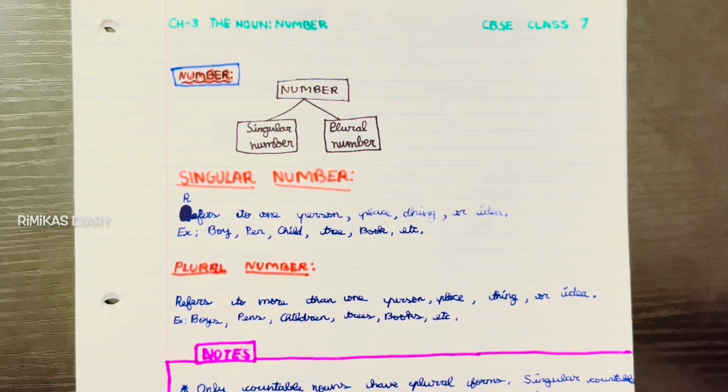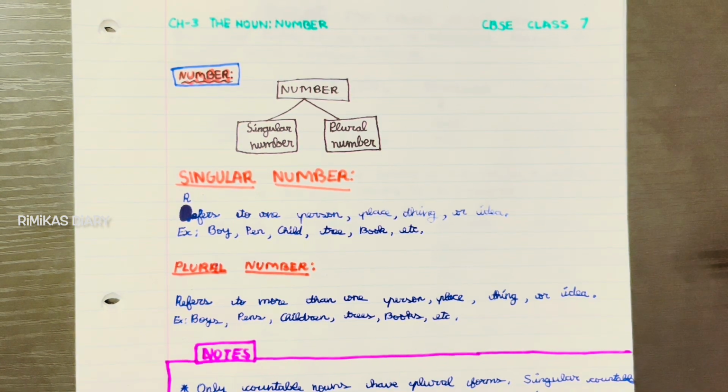Today, we're going to be seeing some grammar in CBSE Class 7, Chapter 3, the noun number. So let's get into the video.